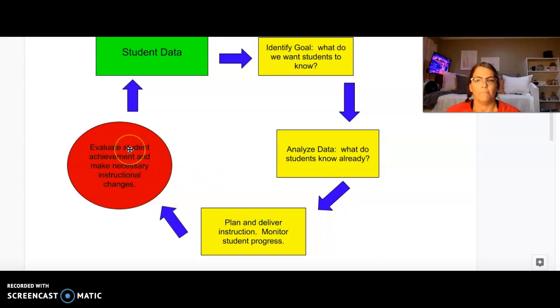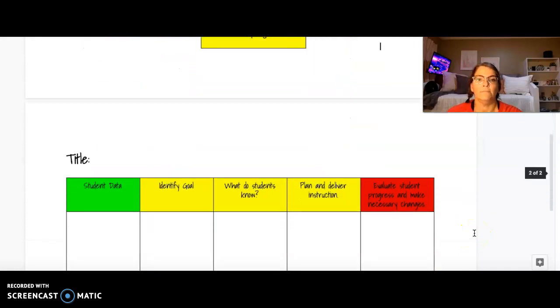The last light would be red in our stoplight, and that is when you would evaluate student achievement and then make necessary changes. So throughout the course of progress monitoring and ongoing, you can evaluate that as you go and then make the needed changes.